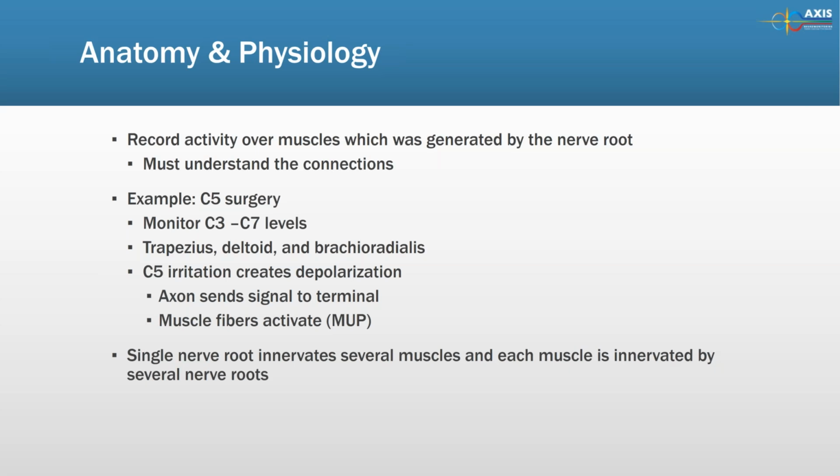So if it is a C5 corpectomy, we monitor C3 to C5. We will monitor the trapezius, deltoid, biceps, and brachioradialis muscles. Any C5 irritation will create depolarization, with the axon sending a signal to the terminal and causing muscle fiber activation. This is MUP, or MUPs. A single nerve root innervates several muscles, and each muscle is innervated by several nerve roots. So one nerve can innervate multiple muscles, and one muscle can be innervated by multiple roots.